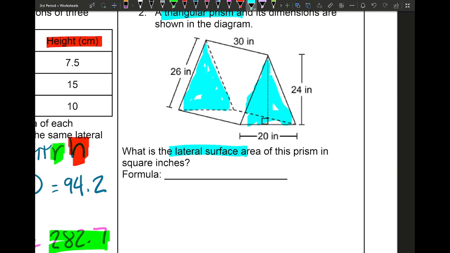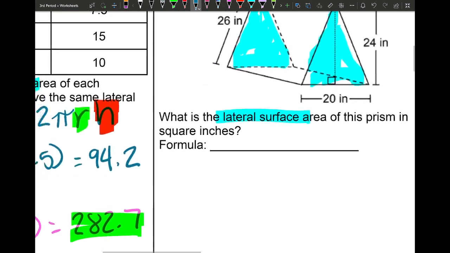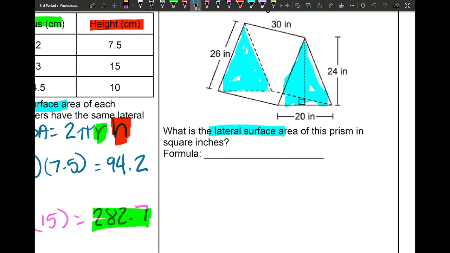So the first thing that you're going to have to do is write the formula, and the lateral surface area of a triangular prism, or any prism for that matter, is going to be perimeter of the base times the height of the prism.